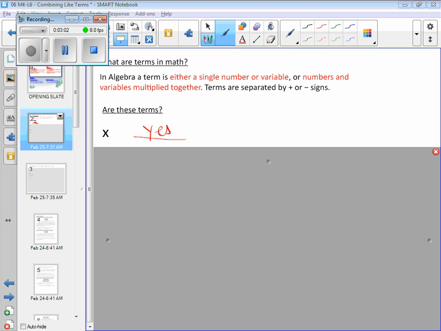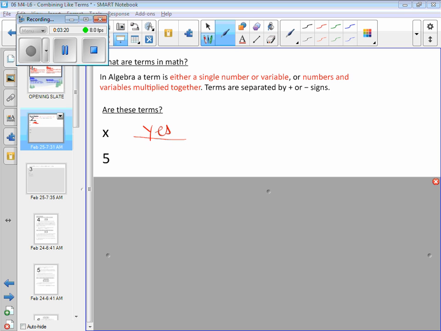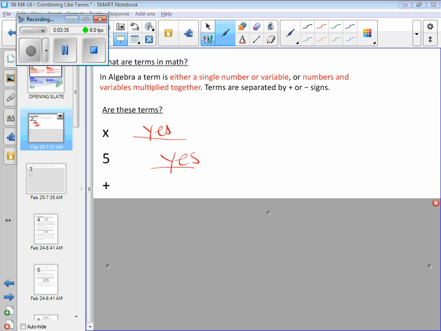So spell it out. A single number, like, can you have 25? Yes, it could be a million. Okay? And what I mean by a single number is really any number by itself is still a term. What about 5? Yes. What about 51? Yes. Good. What about a plus sign? Yes. Oh, wait. No, because terms are separated by plus or minus. Those will separate the terms, but the signs themselves are not terms.